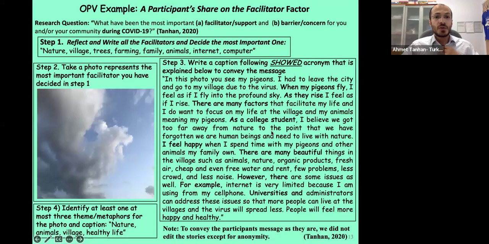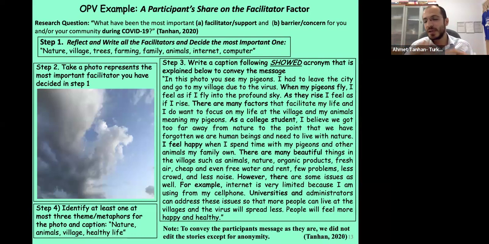Okay, so these two studies, these two sharings, these two narratives are from the upcoming journal, and here is another sharing from the published paper, Tanhan 2020, where we ask the people, what are the facilitators and barriers for your life during COVID-19? I'm not going to go through this, but here again, we said, can you reflect and write all the facilitators for you during COVID-19 as a person?